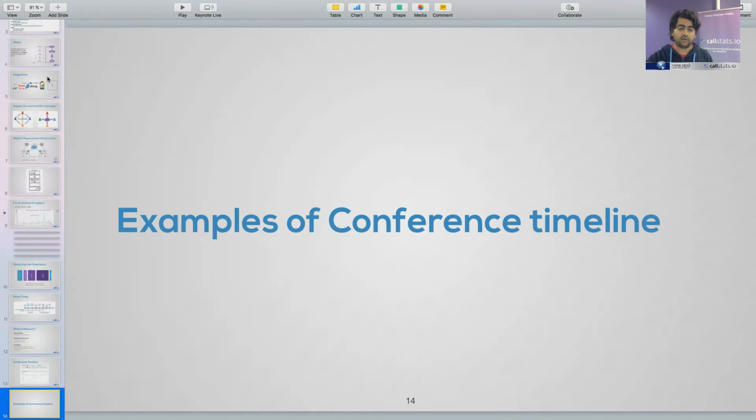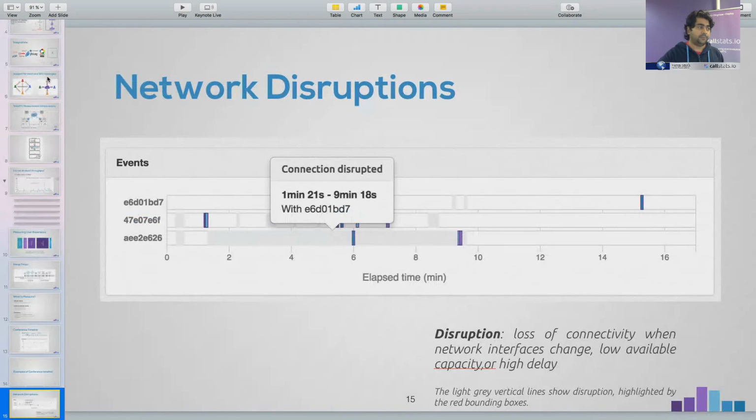So I'll show you some examples on how we use this data or how we expose the information on the conference timeline. So network disruptions, and we know this happens a lot, and sometimes we have these situations where someone has low capacity, loss of connectivity, high delay, and they're not able to hear the other person or see the other person clearly. So in this case, you can see this light gray line on the third user 626, which is roughly from the first minute all the way till the 10th minute, where he has some issues with quality of video and audio with one particular user, which is E6, and he can hear 47. He can hear the other person very well, which is 47, but he cannot hear E6 very well. And this is basically a very quick way of understanding that problem.